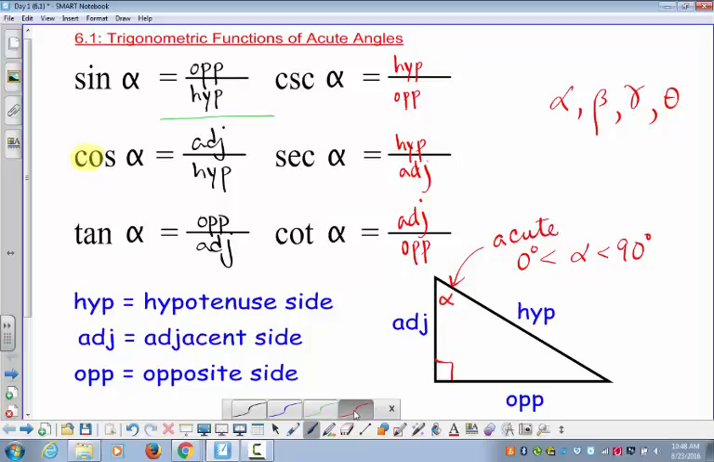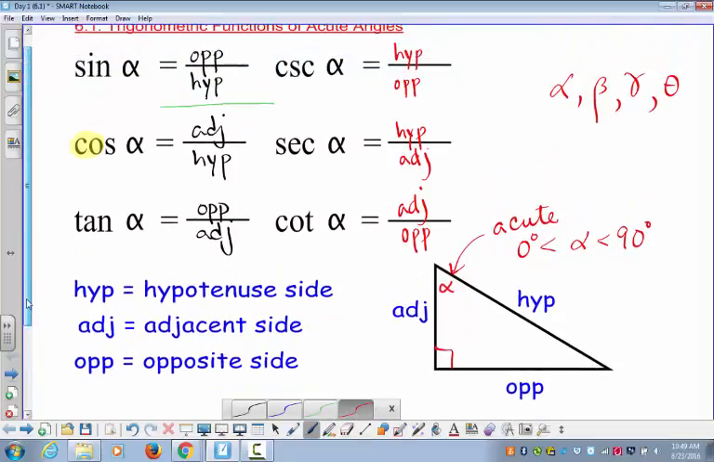Typically, our procedure will be find sine, cosine, tangent, and then form the three reciprocals. If somebody asks me to find the secant of something, most people will tend not to memorize that this is hypotenuse over adjacent, but remember that secant is a reciprocal of cosine. Find the cosine ratio and then reciprocate it.